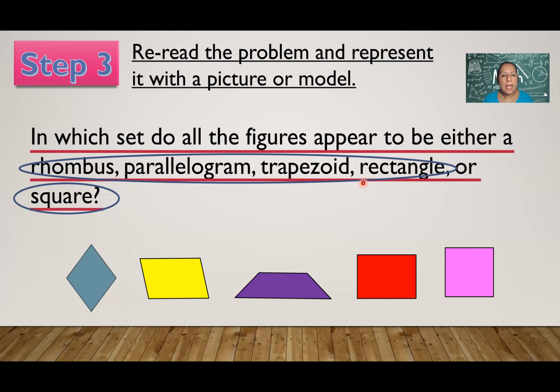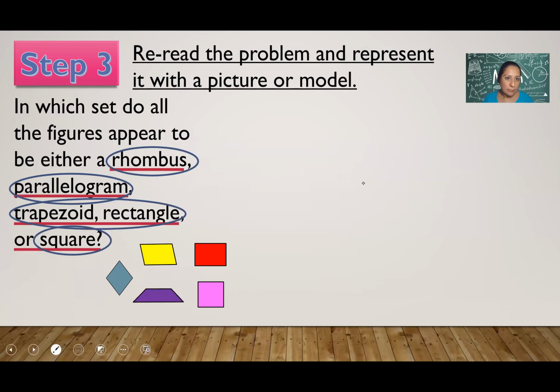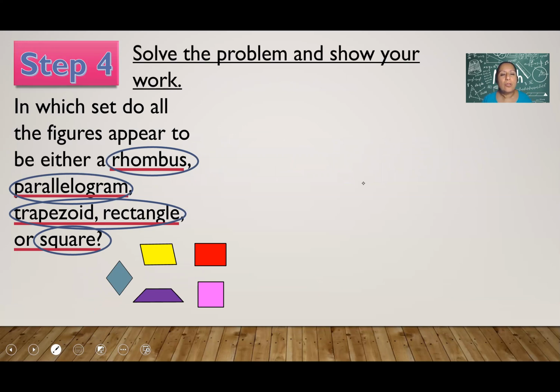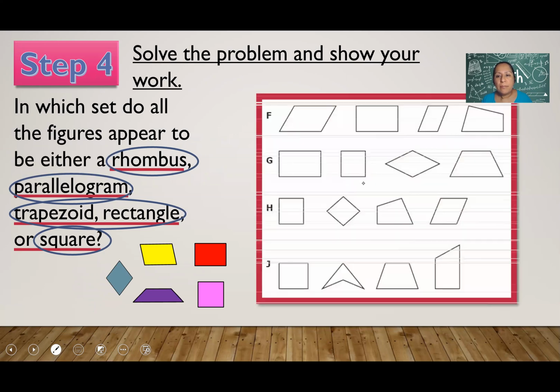Now, to do the next step, I have to move the question and the shapes to one side so I can see the next part. Step number 4 says that I had to solve the problem and show my work. To do that, I need to see my options. And these are the options for this problem.